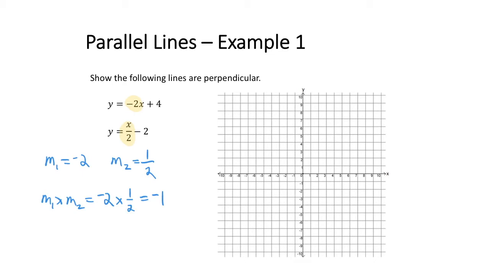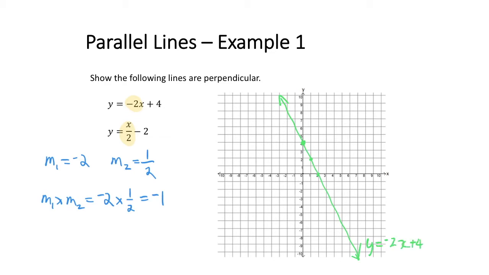I can use the gradient-intercept method to graph these two lines. The first one, y equals -2x plus 4, starts at my y-intercept of +4, and a gradient of -2 means every time x goes over by 1, y goes down by 2. So over 1 down 2, put a dot, over 1 down 2, put another dot, and then join my dots up with a straight line. So that is my y equals -2x plus 4 line.